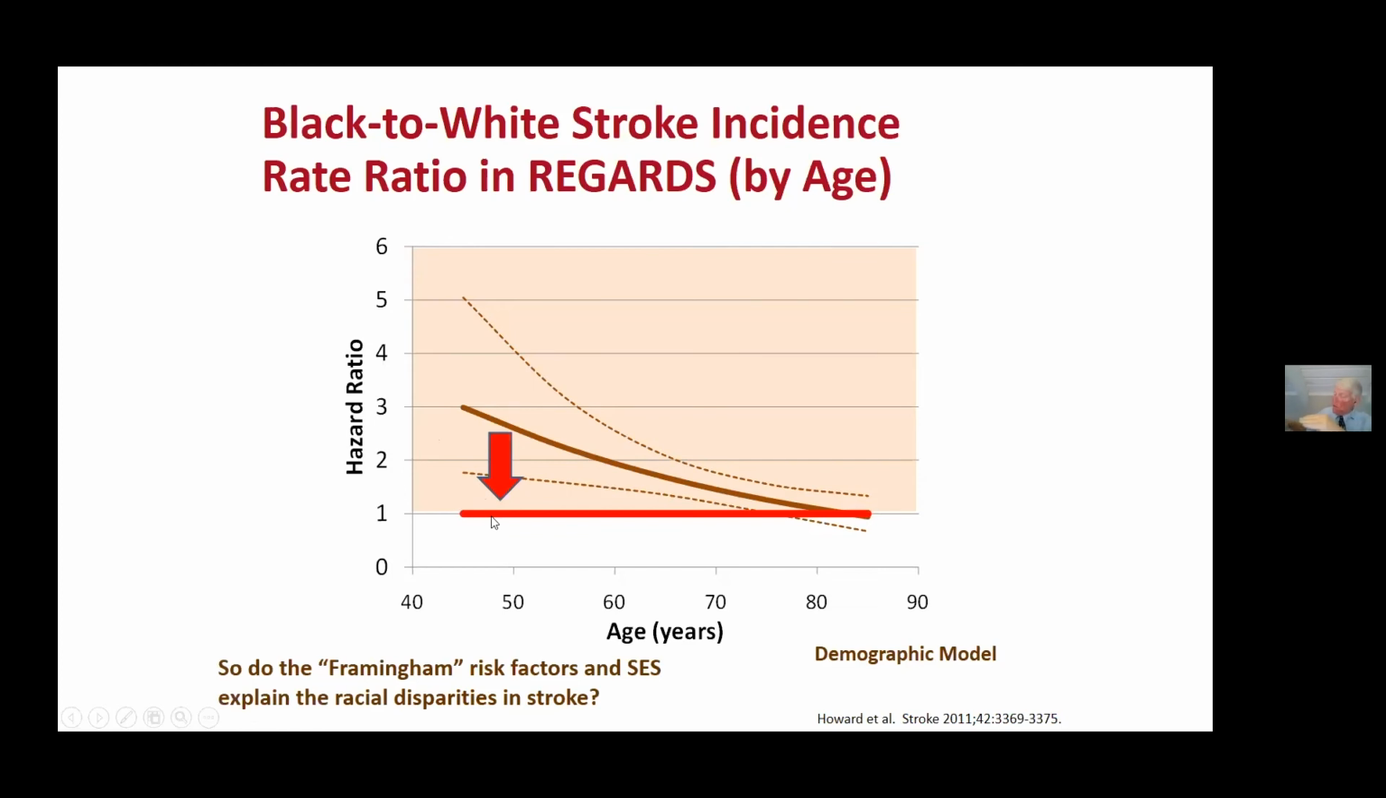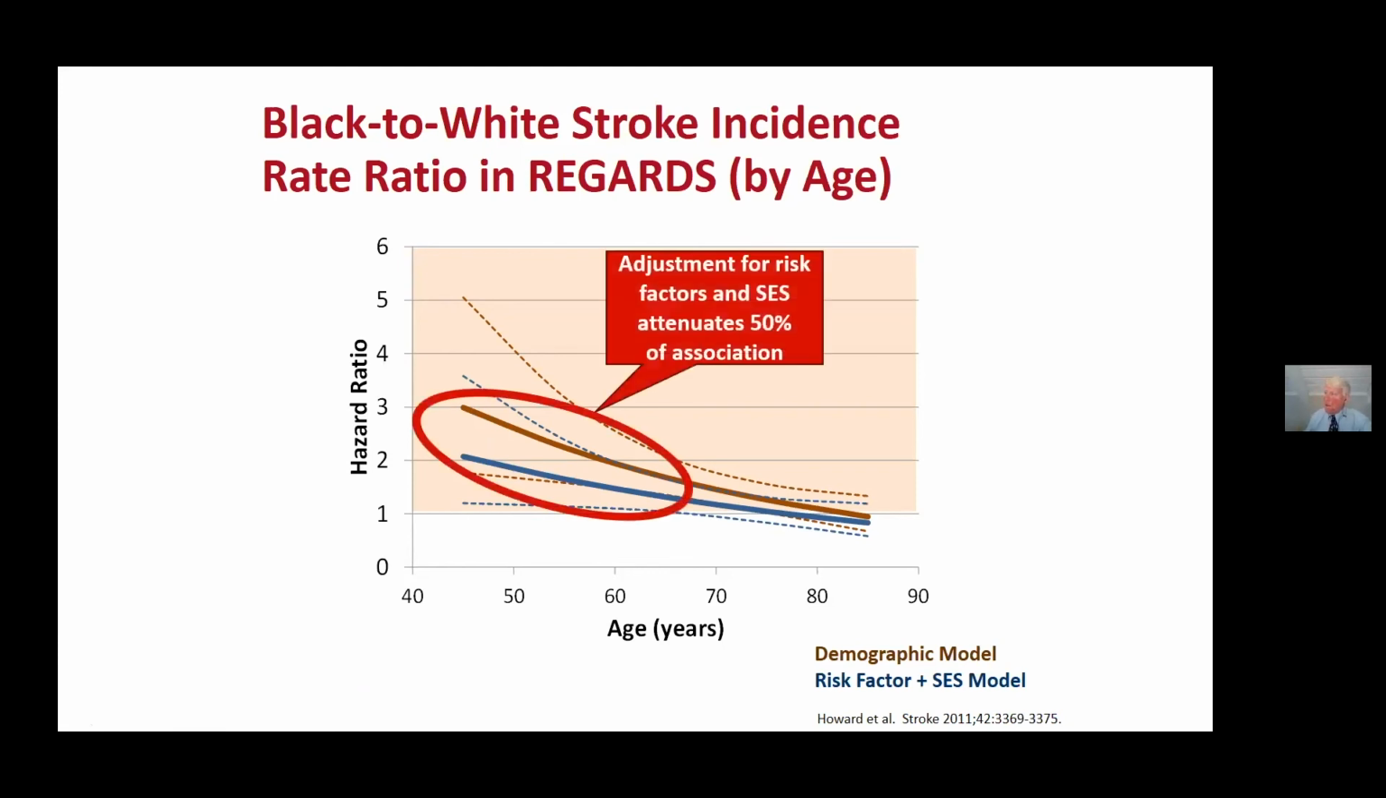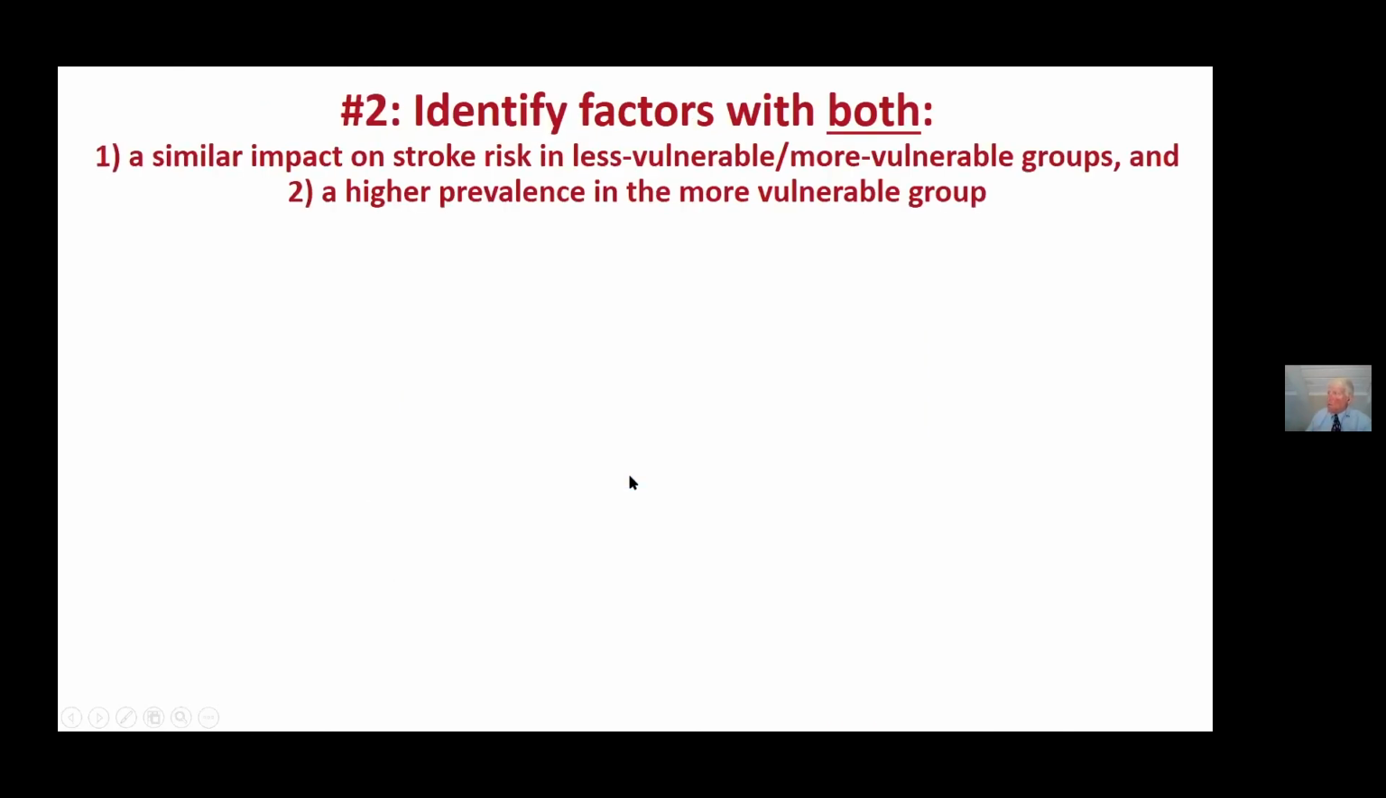This is called mediation analysis. It would completely explain the differences. So what happens if I adjust for the Framingham stroke risk factors and SES? I go from the brown line to the blue line. And so if I'm successful in improving those factors, I can reduce the Black-white differences in stroke by 50%. So basically, adjustment for these risk factors attenuates the association by roughly 50%. Basically, half the disparity is attributable to those risk factors.